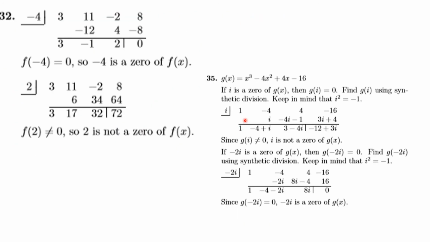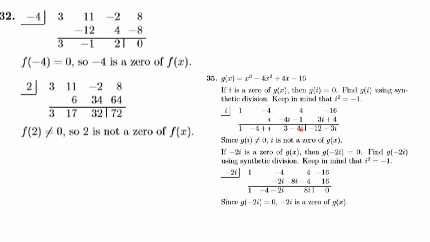Let's look at number 35. Okay, so we put i here, and the coefficients are going to be 1, minus 4, 4, and minus 16. But this time I have to keep in mind that i squared is minus 1, and I have to remember how to do these calculations. That's why we spent time last chapter learning about these calculations. So I start, bring down the 1, and 1 times i is just i. So when I add i to minus 4, I get minus 4 plus i. But now I'm going to take minus 4 plus i times i. You probably don't do this in your head, but what you will get is minus 4i minus 1.